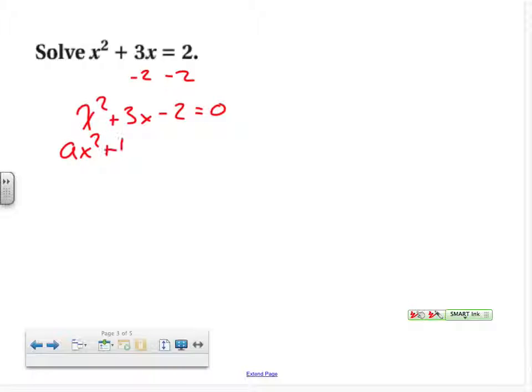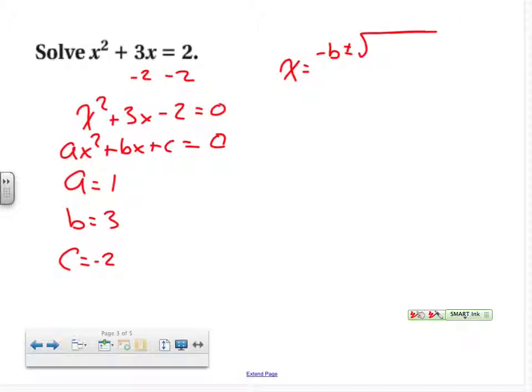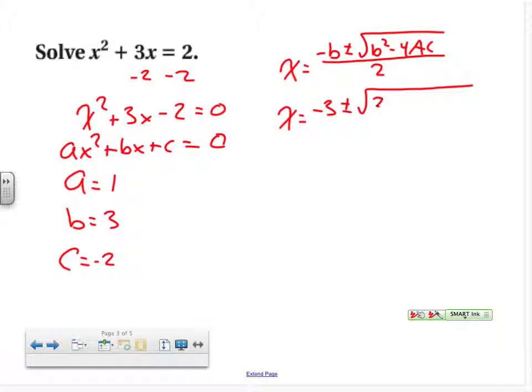Compare that to our standard form. We can see that a equals 1, b equals 3, and c equals negative 2. So we will substitute that into our quadratic formula. All right, it's a simple plug and chug. B is 3, so we got x equals negative 3 plus or minus the square root of 3 squared minus 4 times 1 times negative 2 all over 2 times a. Sorry, wrote that wrong. All over 2 times 1.